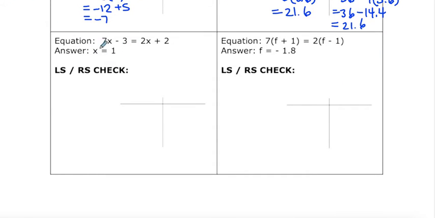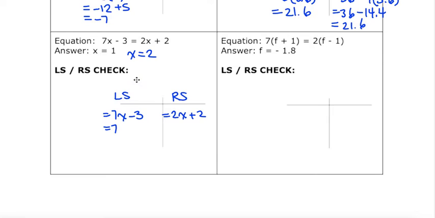Let's pretend, for example, that when we were solving for 7x minus 3 equals 2x plus 2, instead of getting an answer of x equals 1, which is the correct answer, we got an answer of x equals 2. And I'll show you what it looks like when we do our left side, right side check. So the left side of my equation is 7x minus 3. The right side of my equation is 2x plus 2. So let's pretend I got x equals 2 as my answer.